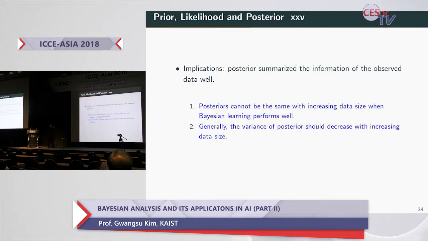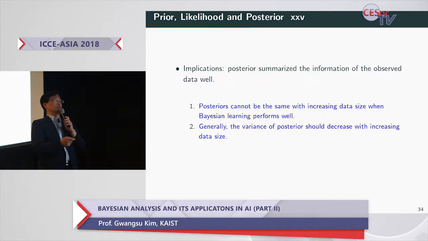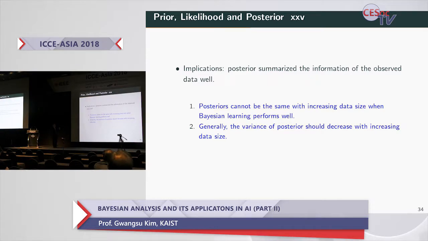This sequential updating has important implications. The posterior summarizes the information of the observed data very well. And when we observe the posterior, you should check its performance. First, you should check that the posterior is not the same with increasing data size when Bayesian learning performs well. The posterior should vary with the increasing data size.